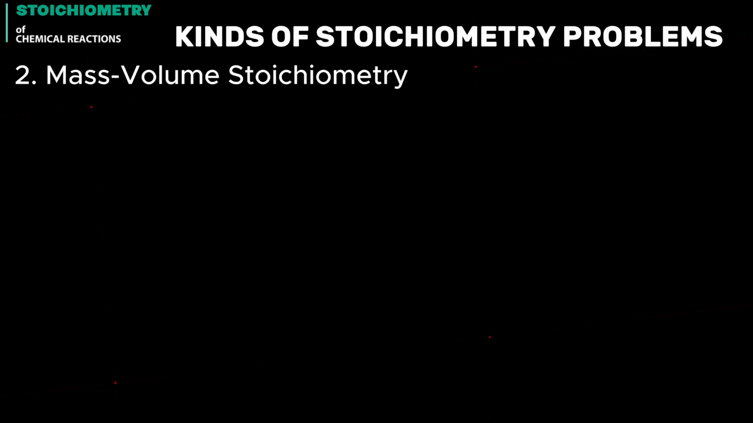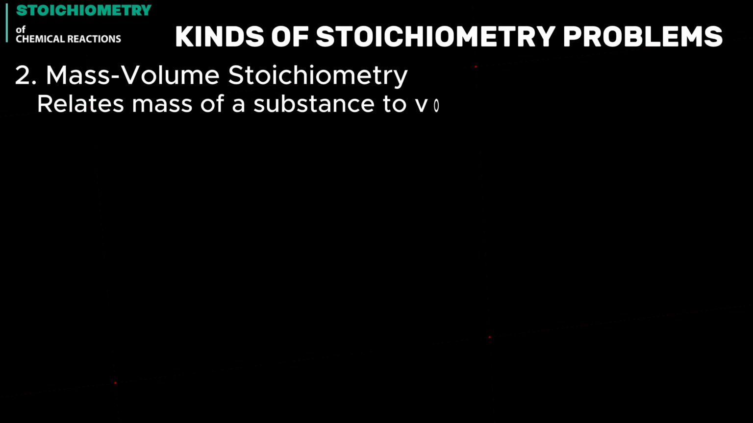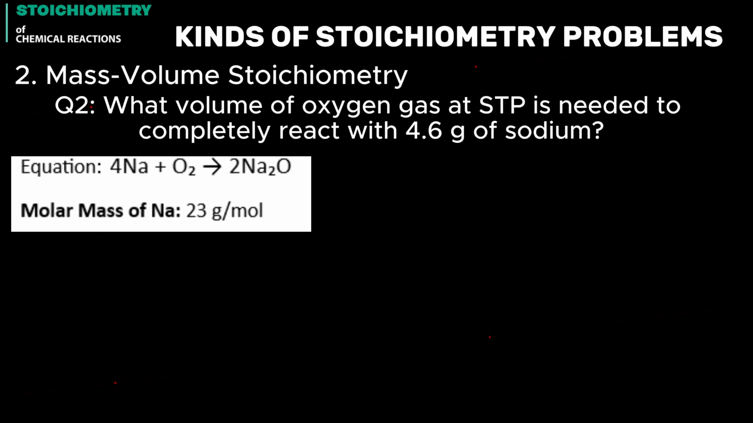Example 2 is the mass volume stoichiometry. This relates mass of a substance to volume of a gas using the molar volume at STP, standard temperature and pressure. You illustrate that with a question: what volume of oxygen gas at STP is needed to completely react with 4.6 grams of sodium? The equation there is very clear: 4 moles of sodium reacting with 1 mole of oxygen to give us 2 moles of sodium oxide.